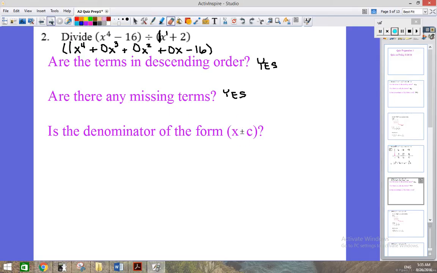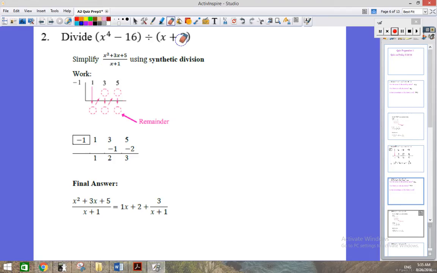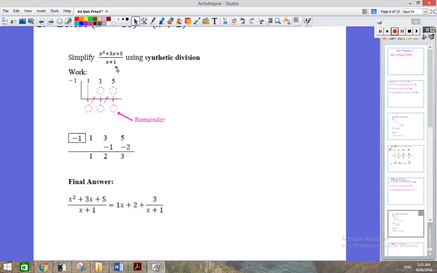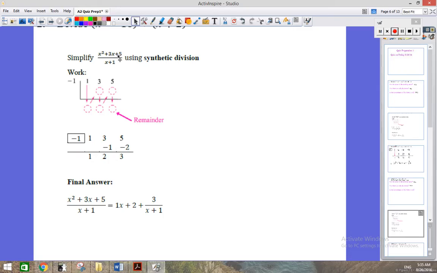Alright. We talked about the pattern. You take the opposite of the number in the denominator. Now here, I'm recognizing my pattern from a previous example. X squared plus 3x plus 5. That numerator is in descending order. There's no missing terms. The denominator, I have a 1x to the first power. Plus or minus, it doesn't matter. It's a constant term. We look to that denominator and we take the opposite of that number, put it in the box. We take off what they call the coefficients, 1, 3, and that constant term of 5, and write it. Leave space and draw a line.